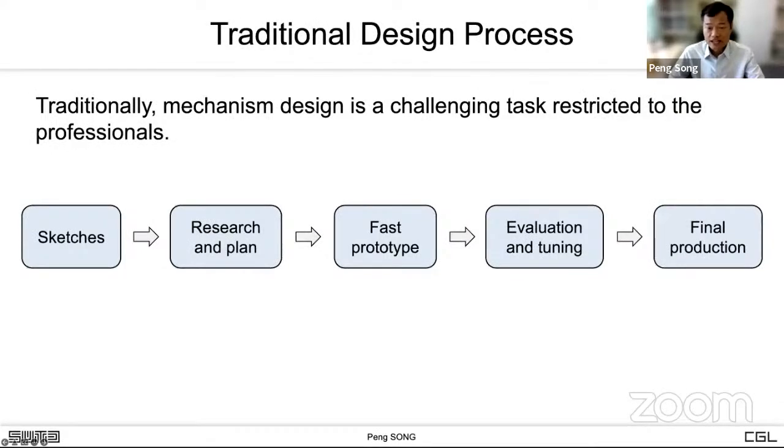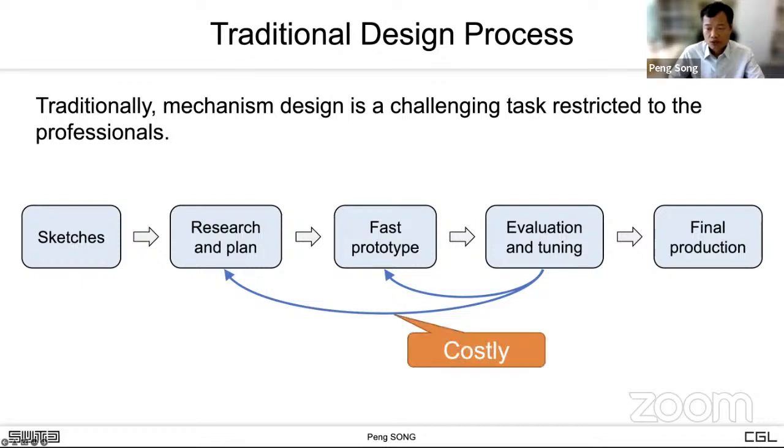Traditionally, mechanism design is a challenging task restricted to professionals, since it requires extensive knowledge in geometry modeling, mechanical engineering, and rapid prototyping. Here is a diagram that shows the traditional design process. One first draws some sketches of the mechanism, and then does some research and planning to choose mechanical parts and their connections. Next, he or she does fast prototyping to evaluate its performance. In case the performance is undesirable, he or she may need to investigate the reason. If it is because of fabrication, then he or she needs to redo some prototyping. If it is because of the design, then some adjustment on the mechanism design may be necessary. To obtain a desirable mechanism, many iterations among design, prototyping, and evaluation are needed, which can be very costly.